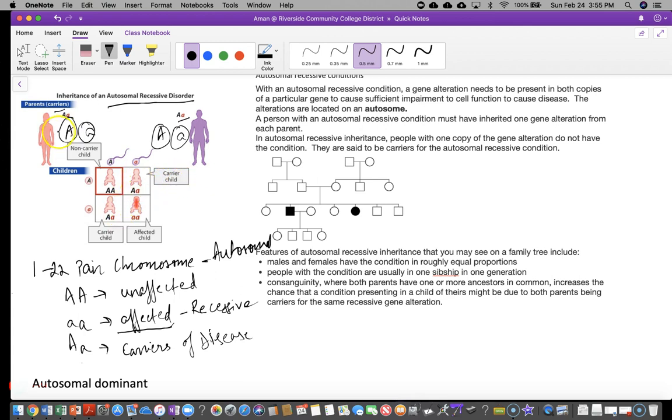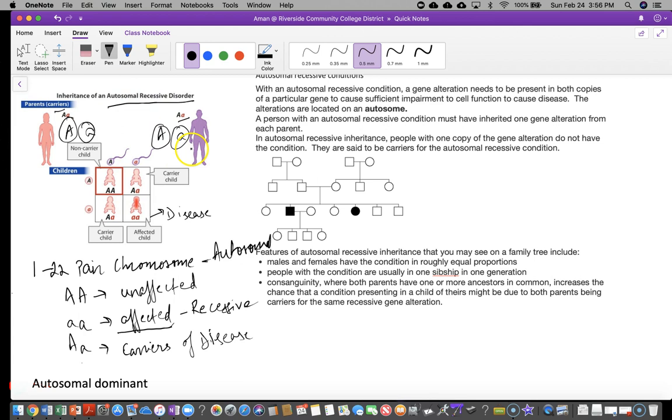These two kids are just like their parents. They're carriers, but they don't show any symptoms of the disease. Okay. Now we've got the small a small a. This is the ultimate kid who is going to be affected. This kid will actually show the symptoms of the disease. So this person will be affected. That's why we call them the affected child, because of small a small a. Now guys, this is specific for a recessive disorder.